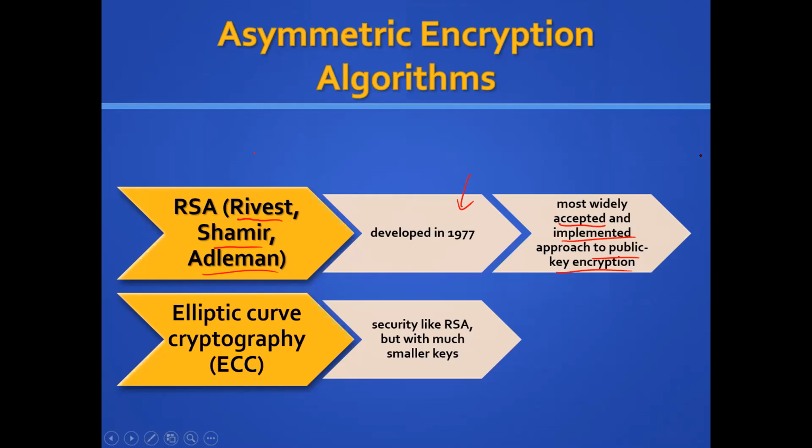So another approach, elliptic curve cryptography, ECC, security like RSA, but with smaller keys. As I said, we're not going to look at all the variations. We're only going to look at the most commonly used one, and to get an understanding of how these algorithms work behind the scenes.